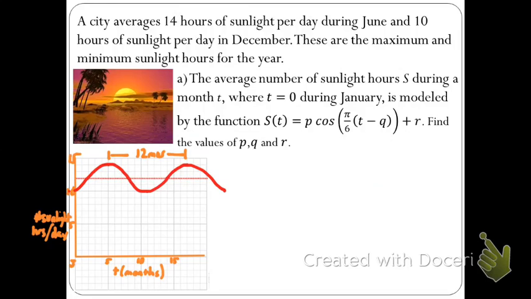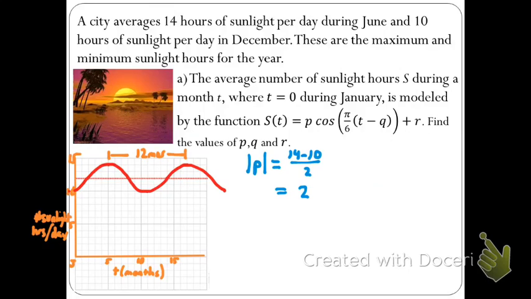Now from this, you ought to be able to see these things pretty clearly. First of all, you know that the absolute value of P is going to have to equal the max minus the min divided by 2. So 14 minus 10 divided by 2, and that's 2. Now that's what the absolute value of P is. And then we need to think about whether P should be positive or negative.